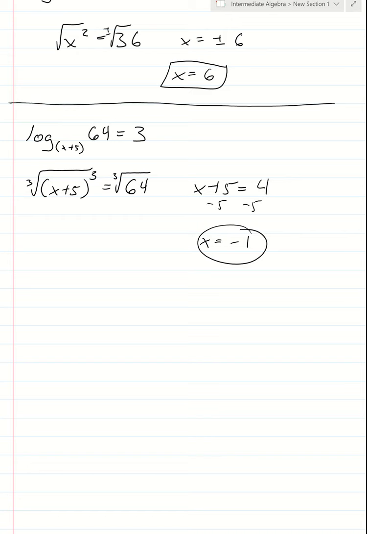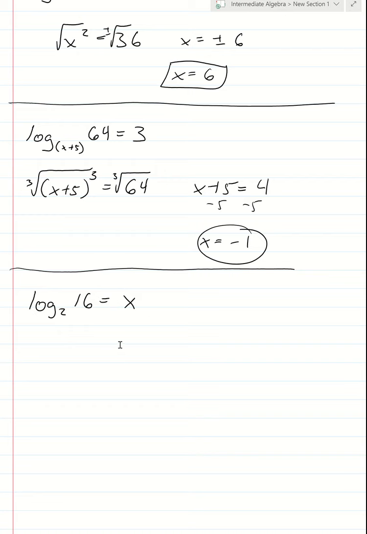Let's try a slightly different one. Let's say, for example, we had log base 2 of 16 equals x. Well, we need to come up with the exact value of x here. What might this number be?